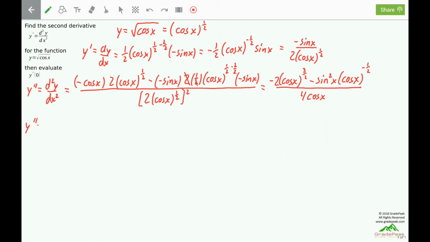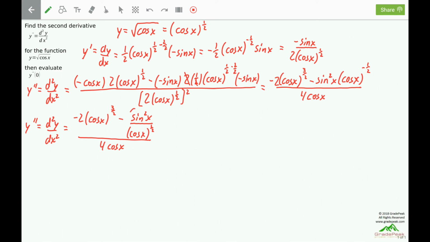So my second derivative, y double prime, or d squared y dx squared, will be, I'll leave the first term alone, negative 2 cosine of x to the 3/2 power. The second term, I'm going to rewrite moving this to the denominator to make it positive 1/2 power. So I'll have minus sine squared x over cosine of x to the positive 1/2 power, and then the entire thing is over 4 cosine x.